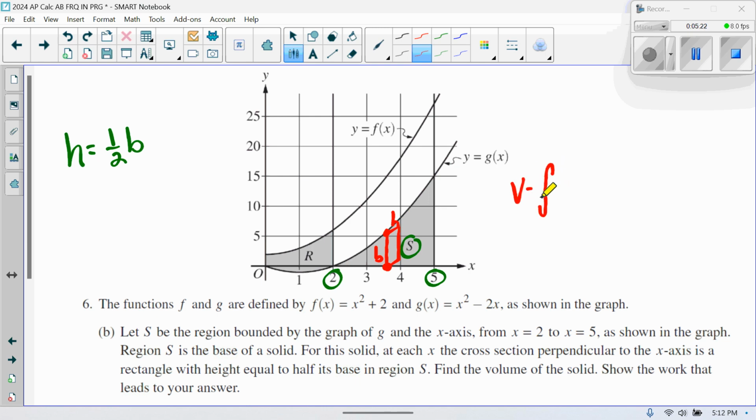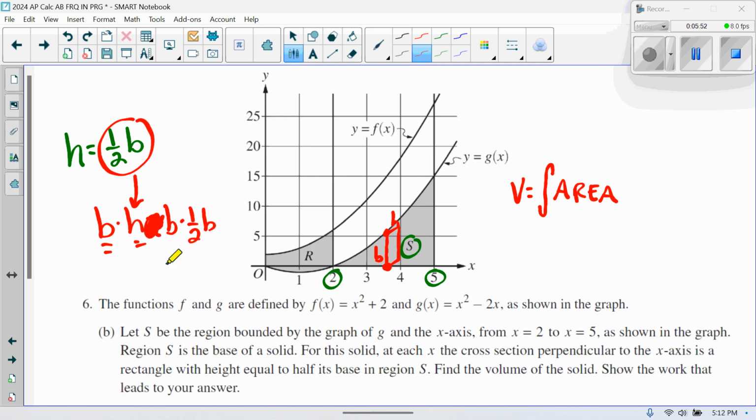Whenever we want volume, we integrate the area. I know I covered this in previous problems, and I believe in the review as well. The area of a rectangle is base times height. I don't want to put two variables in my integral, so I'm going to substitute 1/2 times b in for my height. So I've got base times 1/2 base, which equals 1/2 base squared. That's the area. Base times height turns into 1/2 base squared. That's what I'm going to integrate.